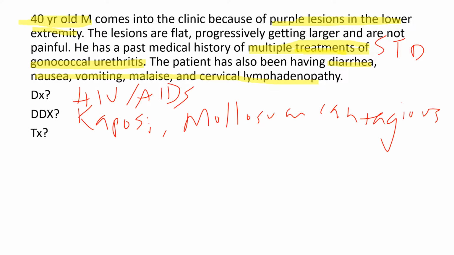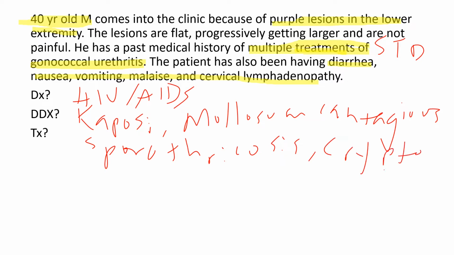You also want to think about things like sporotrichosis, Schenck. You also want to think about Cryptococcus. These are just things you want to think about, but this is how HIV/AIDS presents. Why are they getting diarrhea, nausea, vomiting, malaise, cervical lymphadenopathy? Because the HIV infection itself causes a systemic infection. It causes cervical lymphadenopathy and can affect the GI tract, and that's some of the things it can cause.